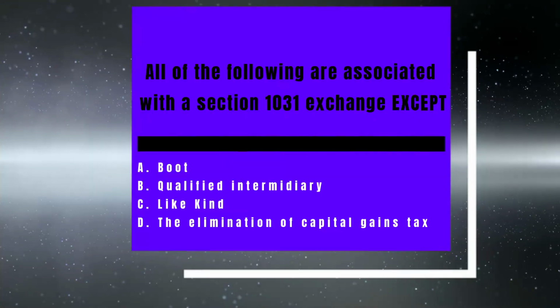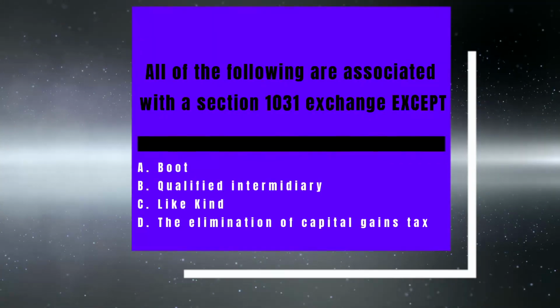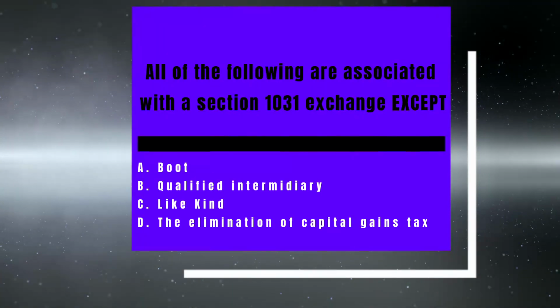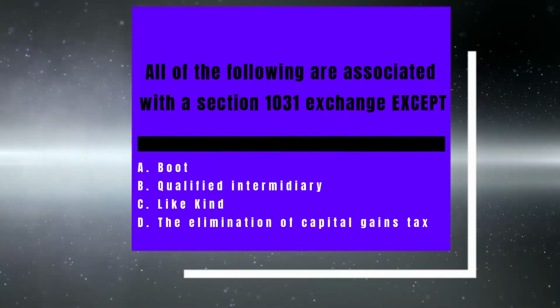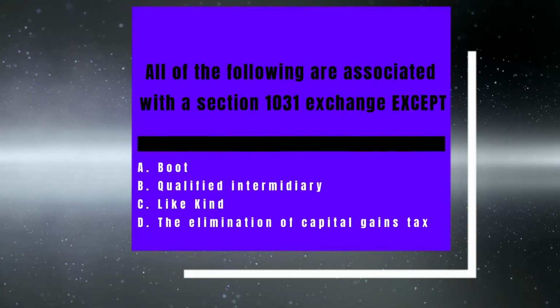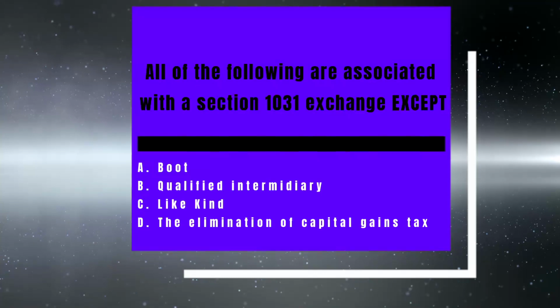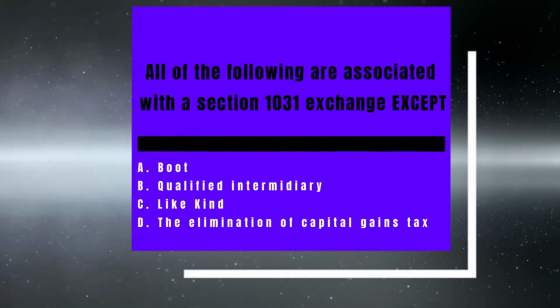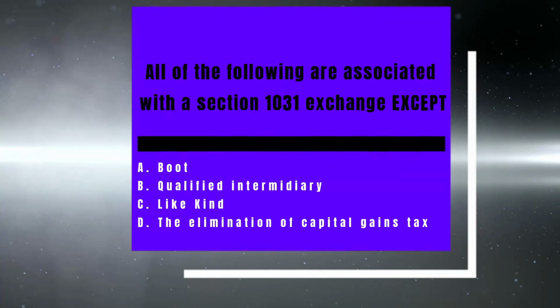The boot is any money or anything left over from an exchange. Let me explain what a 1031 exchange is first and foremost. It is where you have two properties, and they're investment properties. Instead of selling your investment property and taking the money that you would have made on it and being taxed on that, that would be considered capital gains.